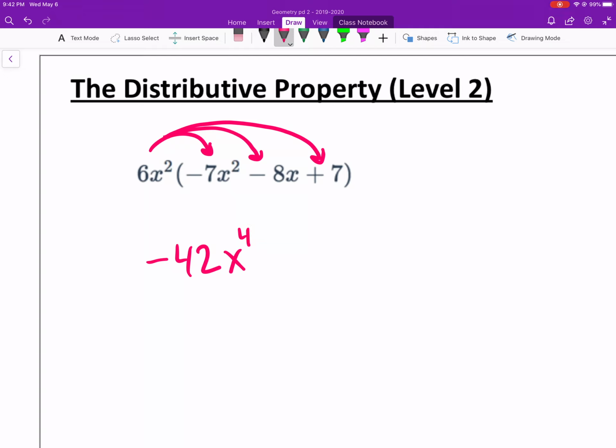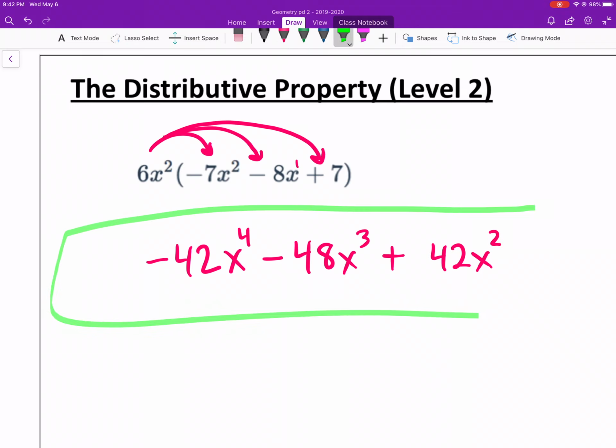Next, 6x squared times negative 8x. So 6 times negative 8 is negative 48. Now x squared times x, remember that x is to the first power, so 2 and 1 makes 3, so x to the third power. And now 6x squared times 7 is just positive 42x squared. And you are done. No like terms, because they're all x's, but x's with different exponents.